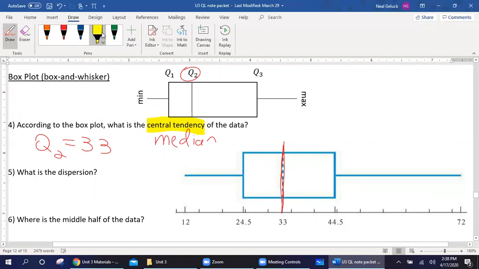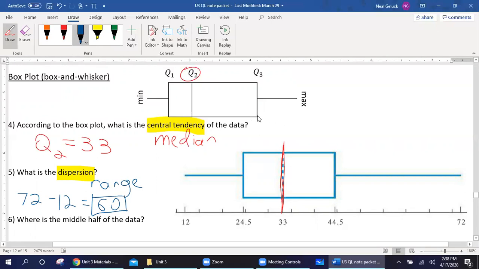Number 5 is asking for the dispersion. Basically, how spread out is it? The only way I can do dispersion on this is to find the range. And from last lesson, we know that the range is the biggest value, which is 72, minus the smallest value, which is 12. So my range, or measure of dispersion, is 60.